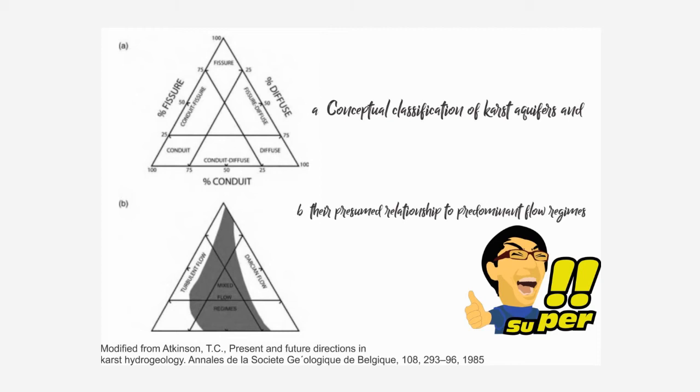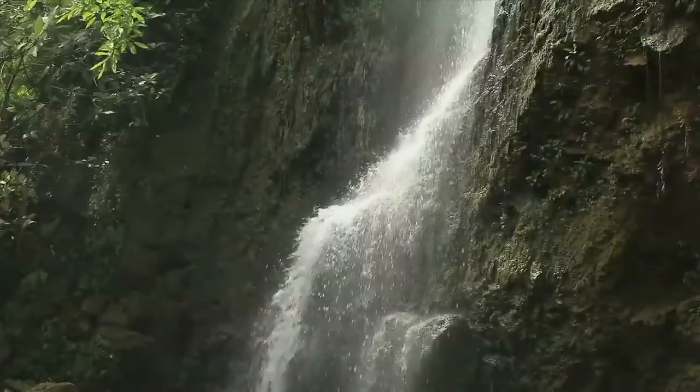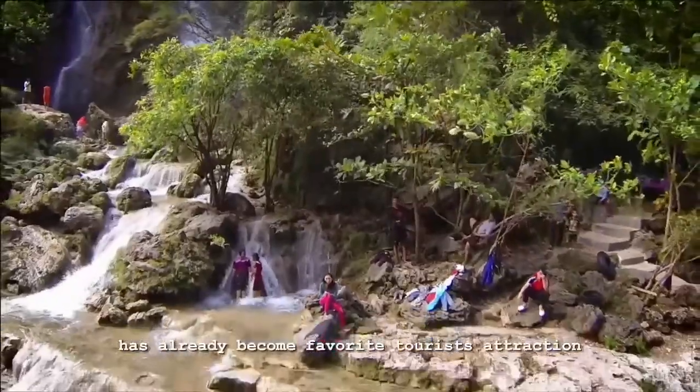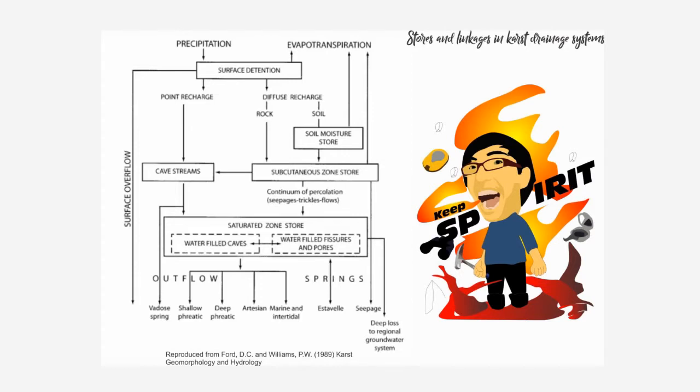White, 1969, termed these flow styles diffuse and conduit. He also suggested how the occurrence of these contrasting forms of circulation might be deduced from readily observable geological variables: a, a conceptual classification of karst aquifers, and b, their presumed relationship to predominant flow regimes. Modified from Atkinson, T.C., Present and Future Directions in Karst Hydrogeology.